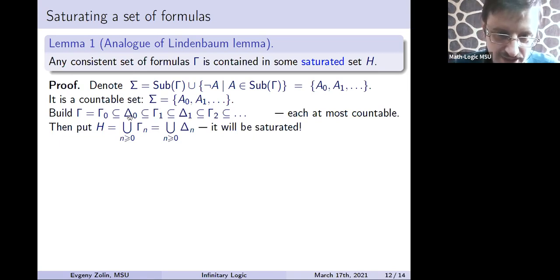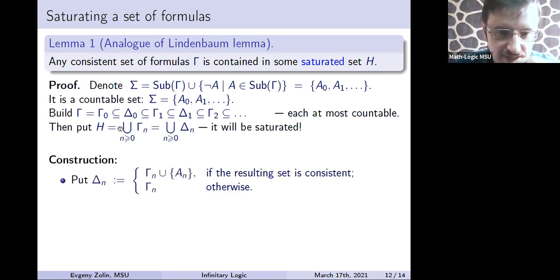So the only thing is how to build these formulas, these sets of formulas. If we are at the step gamma n, we build the next step, delta n. In the usual way, we put a formula an in our set if this new set is a consistent set. So our logic cannot prove the negation of conjunction of this set. But if it is inconsistent, then we do not add this formula and simply put gamma n.